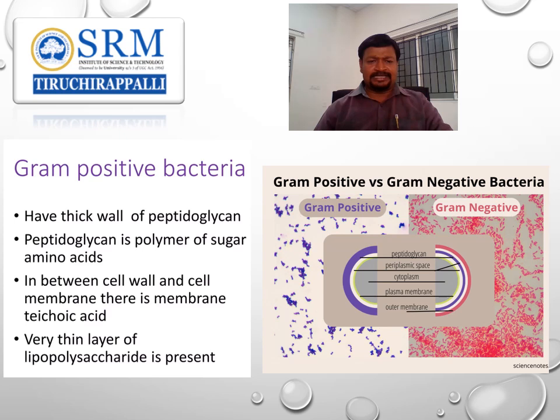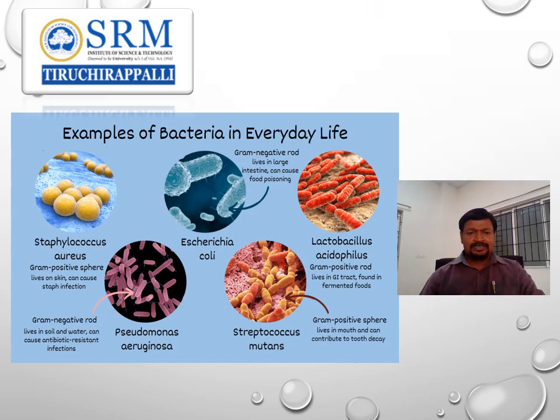Gram positive bacteria have a thick wall of peptidoglycan layers. Peptidoglycan is a polymer of sugars and amino acids. Between the cell wall and cell membrane is membrane teichoic acid, and a very thin layer of lipopolysaccharide is present. This wall is gram positive, with a thick peptidoglycan layer. Gram negative bacteria have a thin wall of peptidoglycan layers. This is the only difference between gram positive and gram negative.